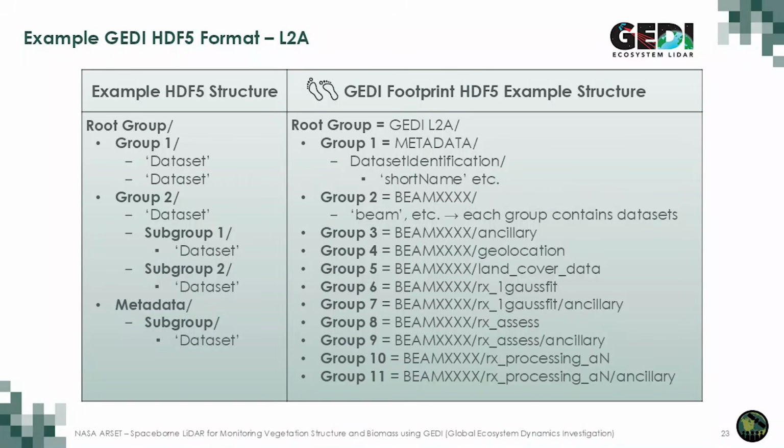If you wanted to get lat lowest mode for all of the beams, you'd have to select and go through this process 8 times. Note that programs like ArcGIS or QGIS cannot read the GEDI HDF5 files directly, so they will need to be opened or transformed by alternative methods, which we can talk about later in this section.